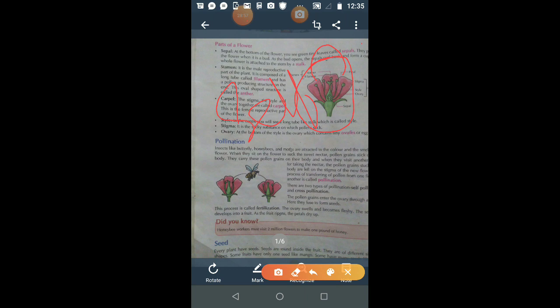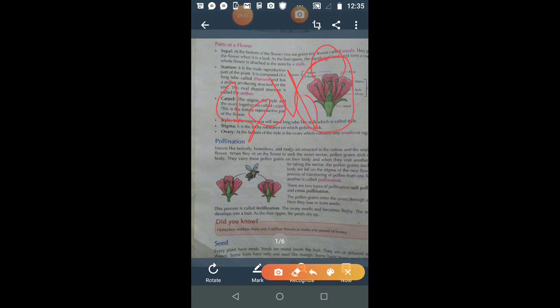One more time I repeat, what is self pollination. Pollen is transferred from the anther of a flower to the stigma of the same flower. The first case of self pollination is this: if pollen is transferred from the anther of a flower to the stigma of the same flower, that is known as self pollination.